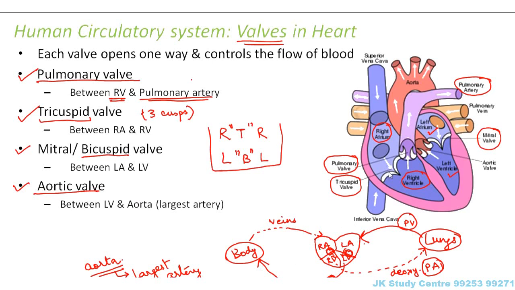So if you see here, between the left ventricle and the aorta, this is the aorta, the red colored structure, which is the largest artery. If you see, it is connected to the left ventricle, and this is known as the aortic valve. So these 4 valves together control the flow of blood inside the heart.